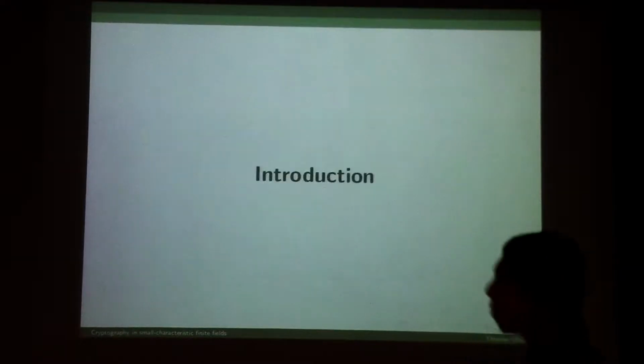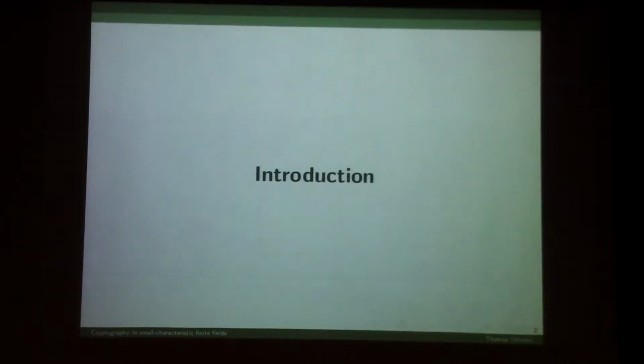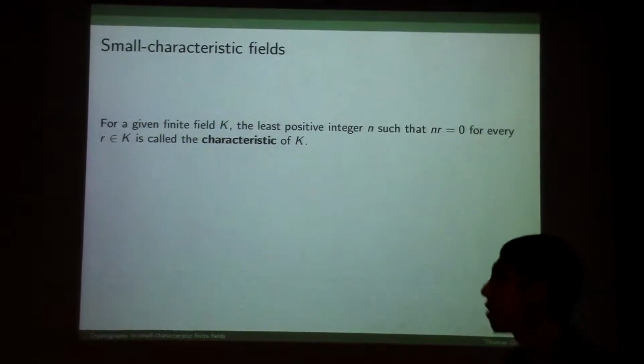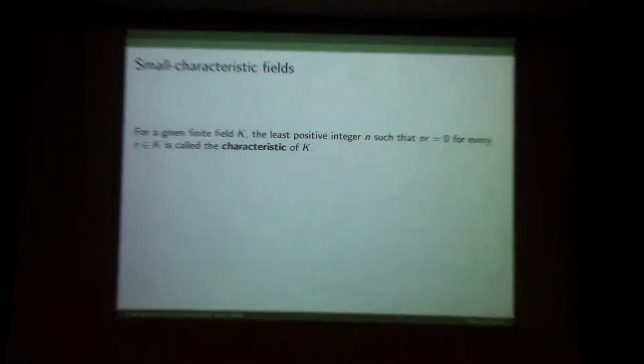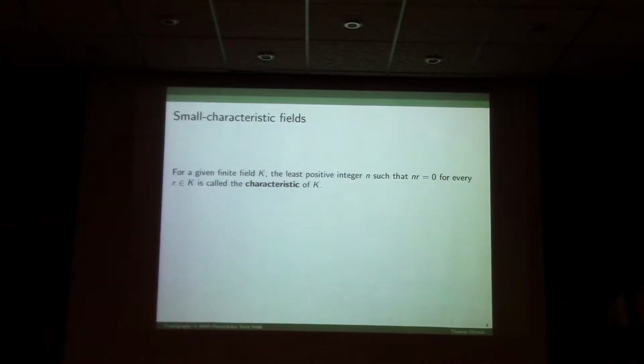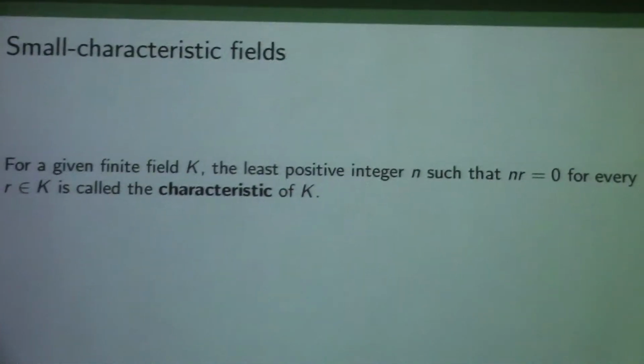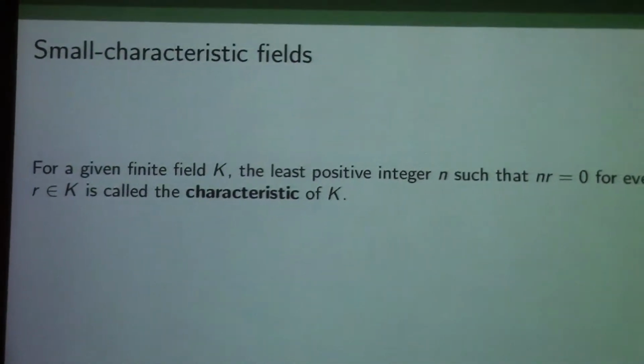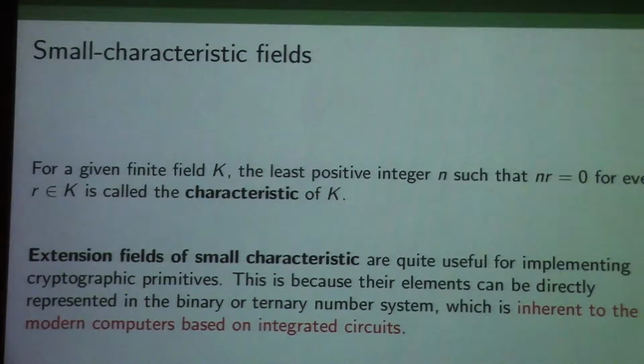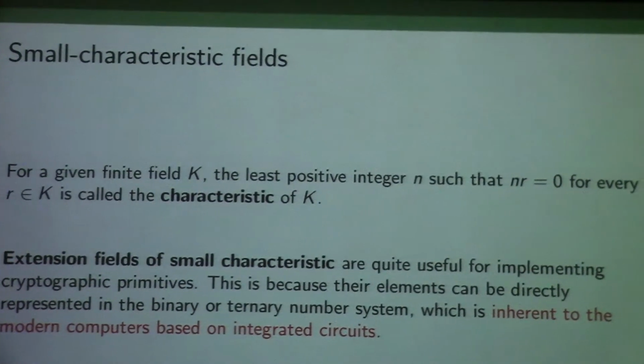Okay? So as an introduction, why small characteristic fields? First, what's a characteristic? For a given finite field K, the least positive integer n such that n times r equals 0 for every r in the field is called the characteristic of the field. Extension fields of small characteristic are very interesting for implementation of cryptographic primitives because their elements can be directly represented in binary or ternary number systems, and this makes the arithmetic over these fields very efficient in the modern computers that we have today.